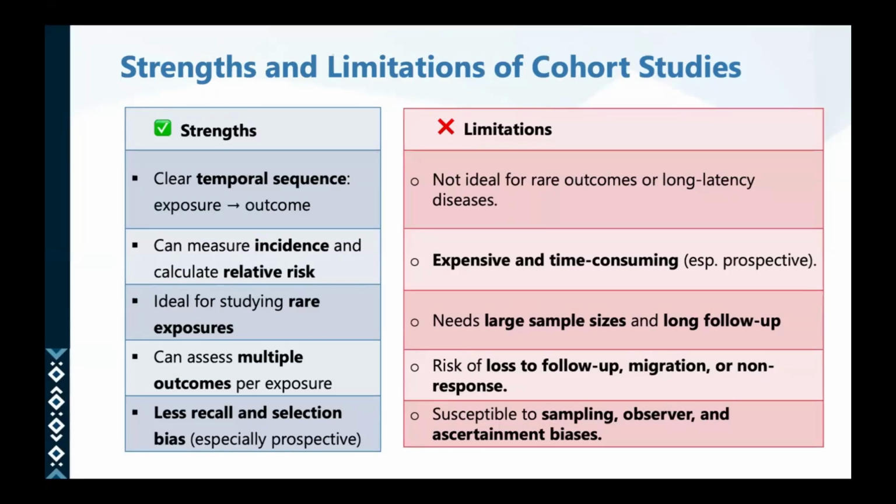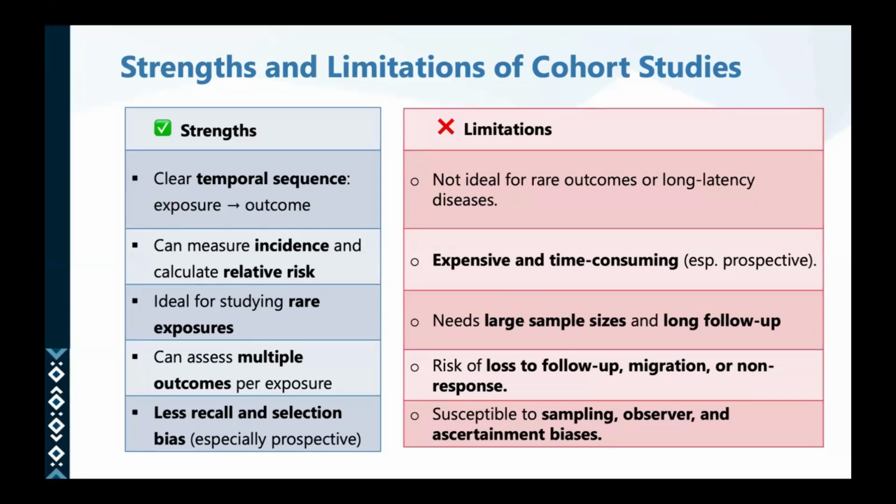And there's always this risk of loss to follow up. A patient might move to a new town, a new city, and that introduces huge issues, which can distort the robustness of your study. And they also have non-response bias, which is also kind of related to the fact that you might not have patients showing up regularly for follow-ups. And they are susceptible to sampling bias, observer bias, and ascertainment bias.